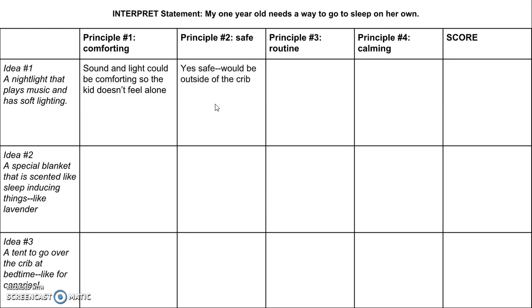It would probably be safe because it would be outside of the crib. It wouldn't be inside the crib, so there's no suffocation, nightmare happening. Probably safe. Then principle 3, routine. It would be routine if it was played nightly.